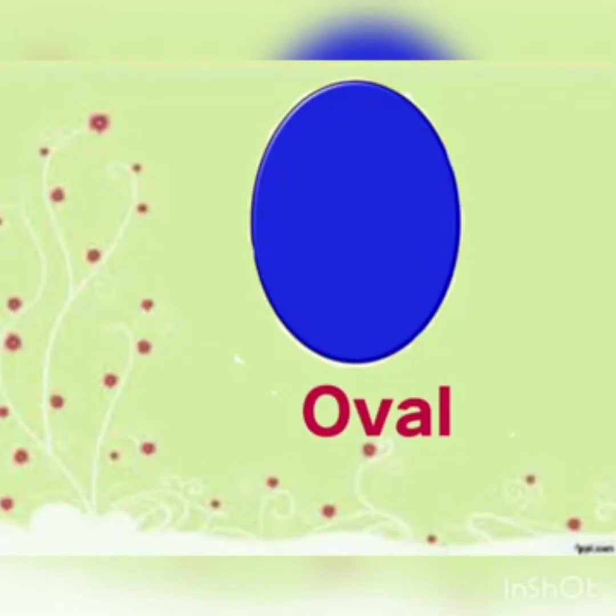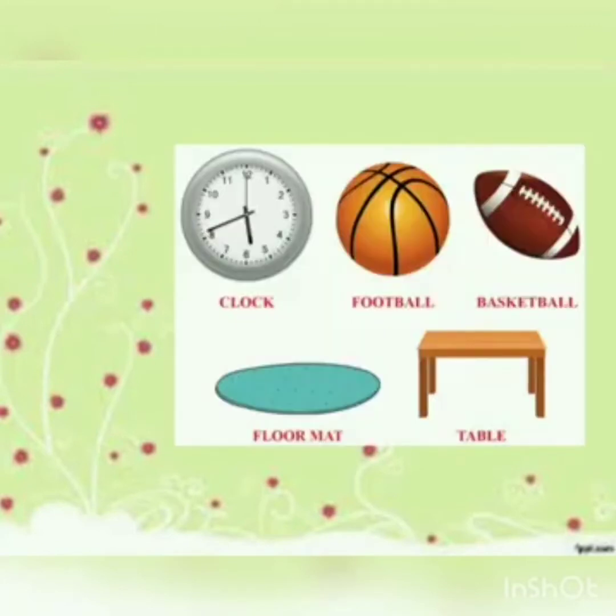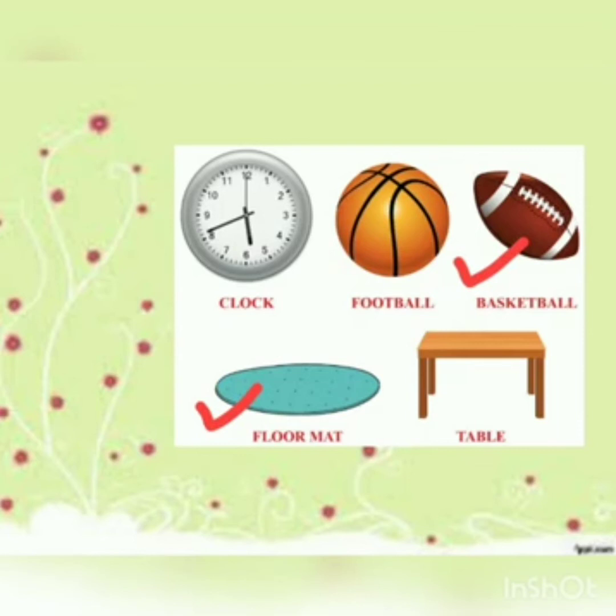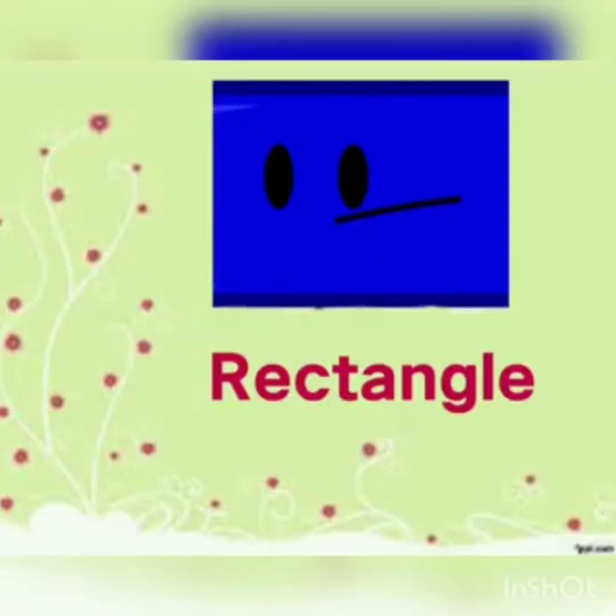Oval. O-V-A-L. Oval. This is oval shape. Oval looks like an egg. Have a look. Students, kya aap in mein se find out kar sakte hain oval shapes kaun si hain? That clock, football, basketball, floor mat or table. Very good. That floor mat and basketball, these two shapes look like oval. Well done, students. You are doing a great job. Move to the next one.